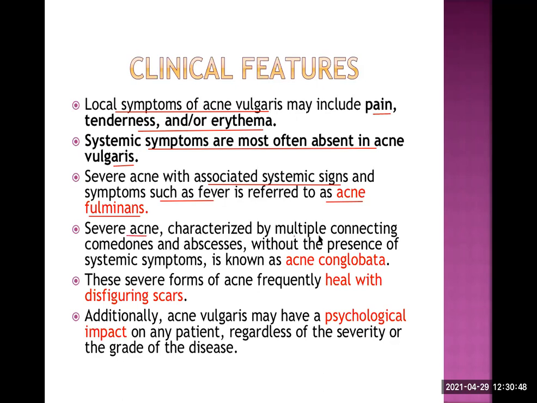Severe acne characterized by multiple connecting comedones and abscesses without the presence of systemic symptoms is known as acne conglobata. Now, there is no fever, but it is a severe type of acne and there are multiple connecting comedones and abscesses. Okay. Remember, the most common sites are the face, upper part of the back and upper part of the chest. In those areas, acne conglobata may occur. These severe forms of acne frequently heal with disfiguring scars. Scar formation is quite common after they heal in these severe types of acne. Both in acne fulminans and acne conglobata, scar formation is quite common.